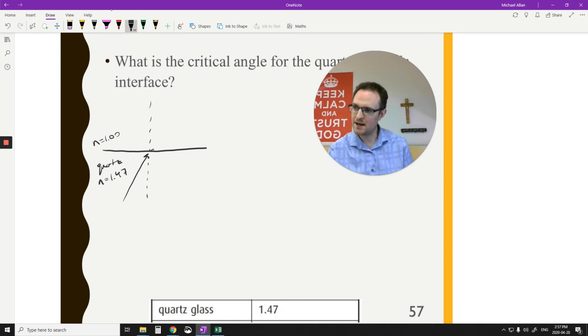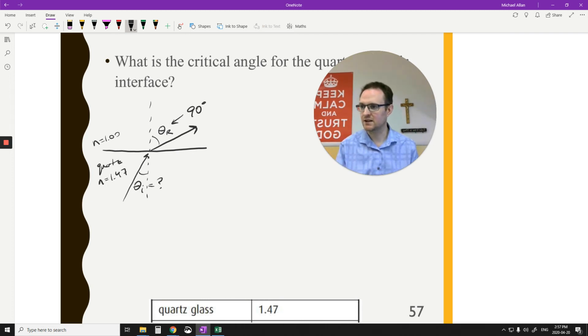We know it's going to bend outwards here because it's going from a more dense to a less dense, or from a higher index of refraction to a lower index of refraction. I want to find out what the I is, the incident angle, to make this 90 degrees. That's the goal, to find the critical angle. We'll denote that here by calling this theta C. So it's the incident angle we're looking for here.